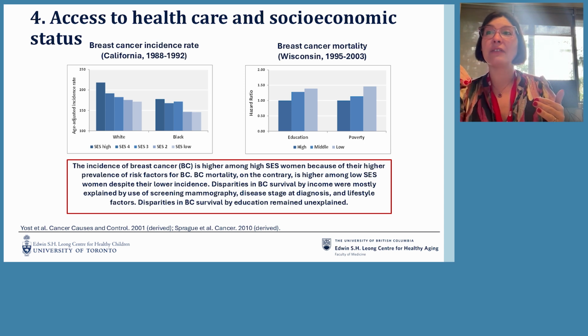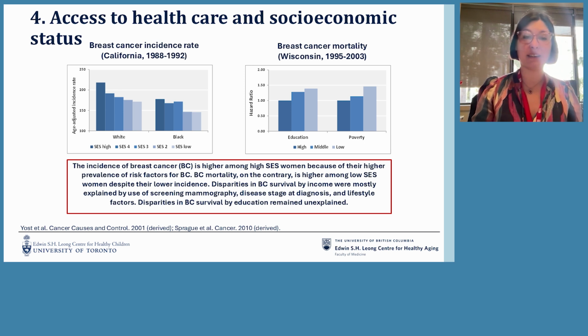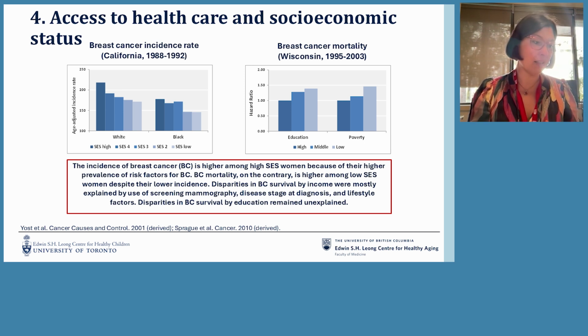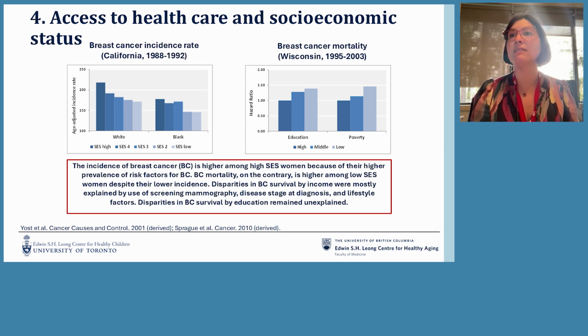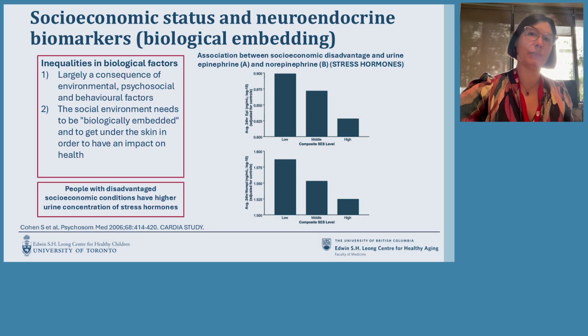While on the right-hand side, we see the mortality, and the pattern is actually reversed, showing that women with a higher education have a lower mortality, and those with higher rates of poverty have a higher mortality too from breast cancer. So despite the fact that socioeconomically disadvantaged women have lower incidence, they also have higher mortality. And this can be explained by the use of screening, disease stage at diagnosis, and lifestyle factors.